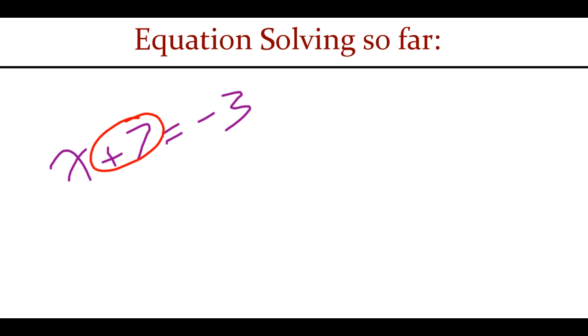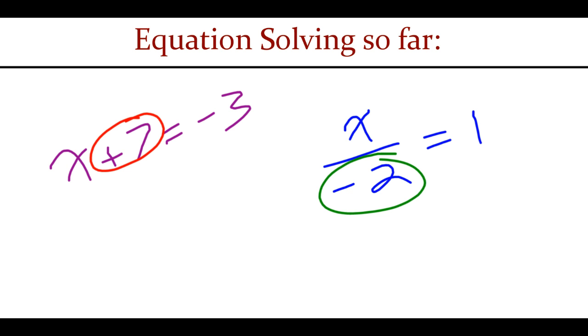Perhaps it's an equation such as x divided by -2 is equal to 1. In this case, x is being divided, so we use multiplication to arrive back at the x. We sort of undo that division by multiplying by -2, and then we get an x all on its own.